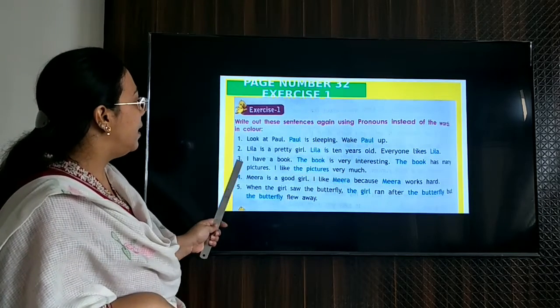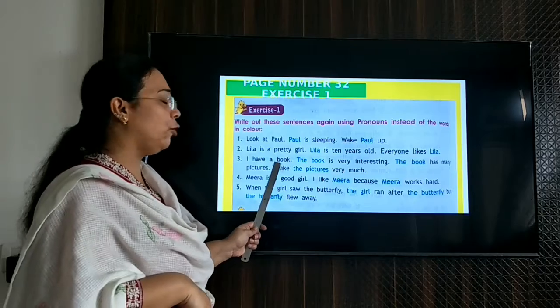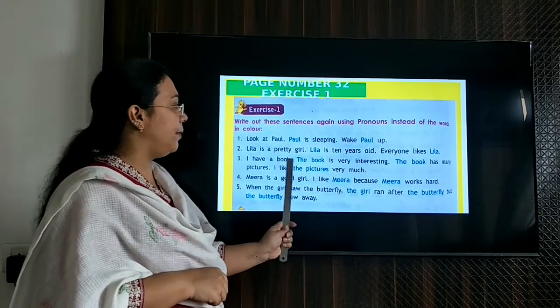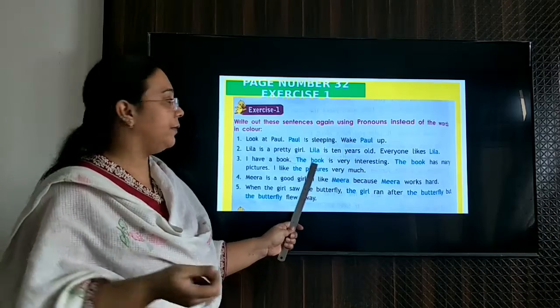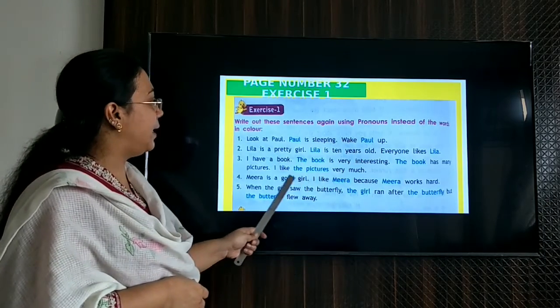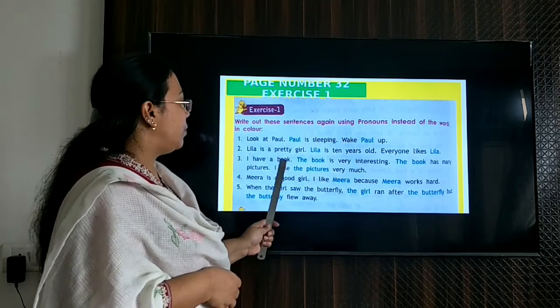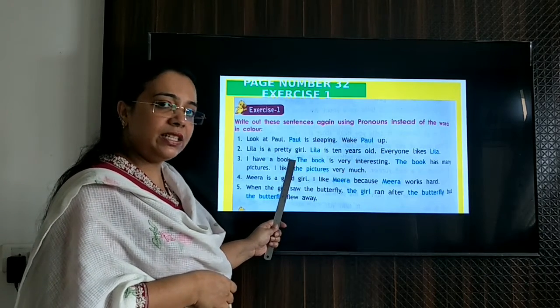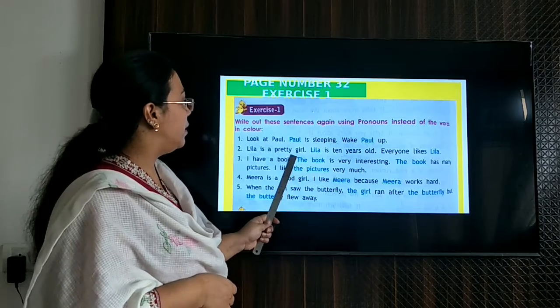Next. I have a book. The book is very interesting. We are talking about the book. It is what? A thing. The book has many pictures. I like the pictures very much. So here, it's not a person, so we use the pronoun it. Next.